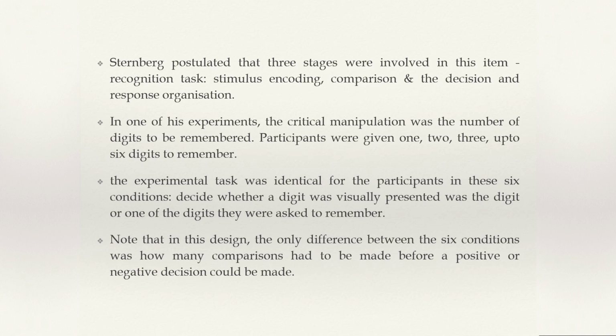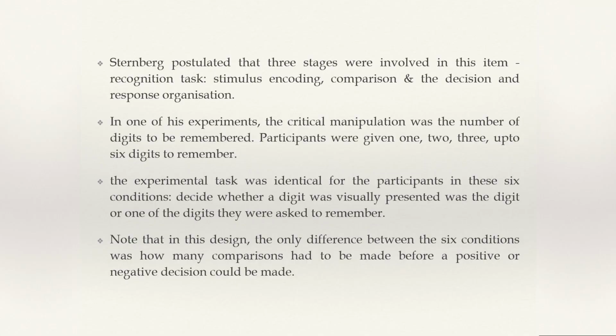Say, for example, if I have shown 3 here and I have presented 3 here, you have to make one match. If I presented 3 here and I have presented 4 here, you have to still make one match. You will get the answer no and you will quickly press. If I presented 3 and 5 here and I presented 4 here, then you have to compare with 3 and compare with 5. Both times you return with a no answer and you give a different response. So, in this design, the only difference across the 6 conditions is how many comparisons had to be made before a positive or a negative decision can be arrived at.